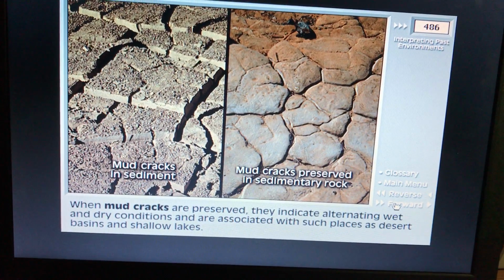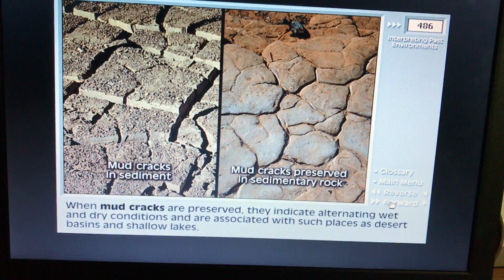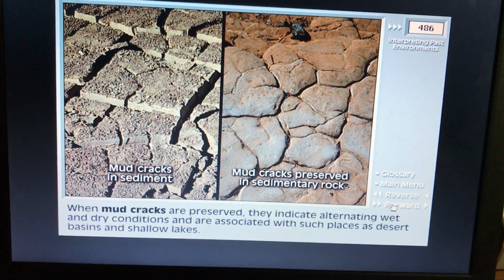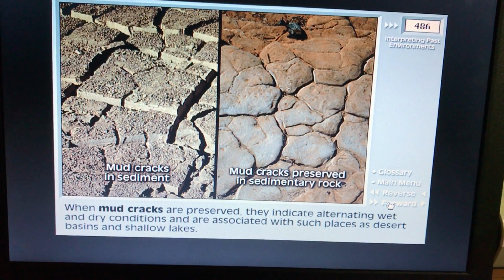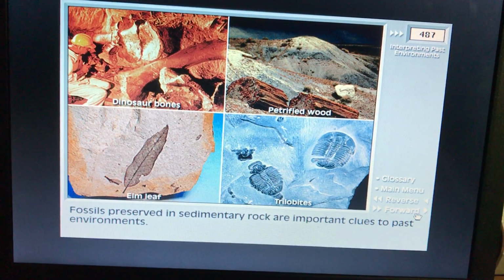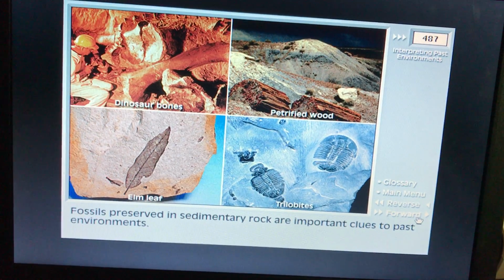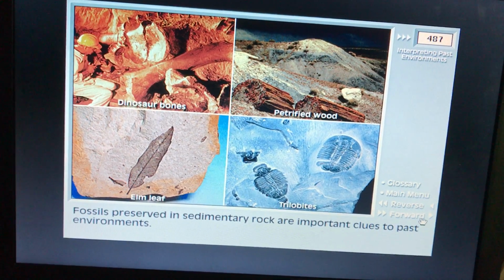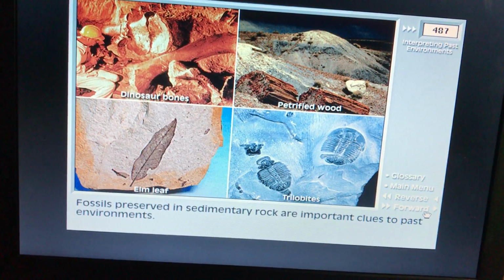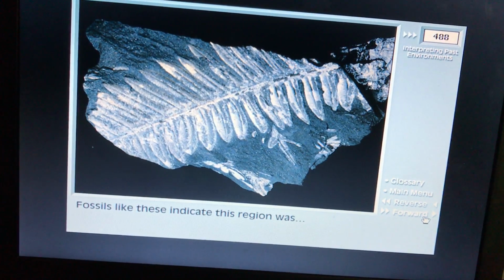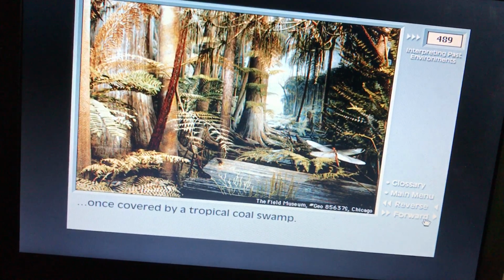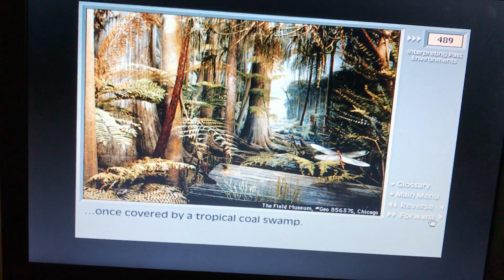When mud cracks are preserved, they indicate alternating wet and dry conditions and are associated with such places as desert basins and shallow lakes. Fossils preserved in sedimentary rock are important clues to past environments. Fossils like these indicate this region was once covered by a tropical coal swamp.